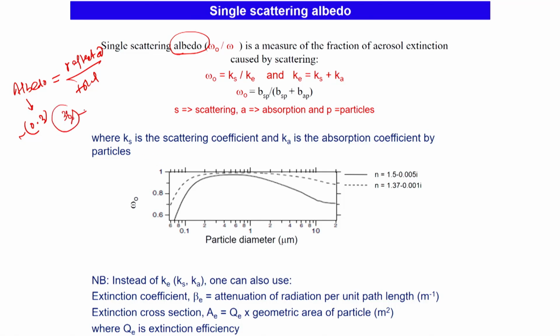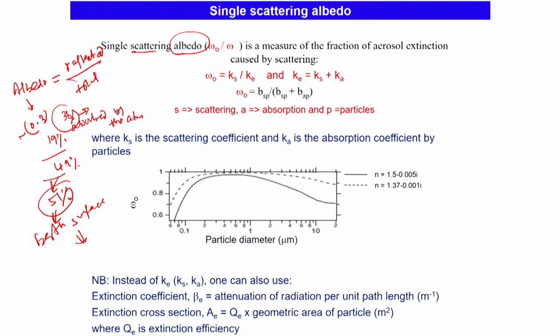So 30% is reflected back, 19% is absorbed by the atmosphere. This means you have 49%, and the remaining 51% comes to the earth surface, which is absorbed and then reflected. So similarly, in aerosols we define single scattering albedo, and it is a similar one.